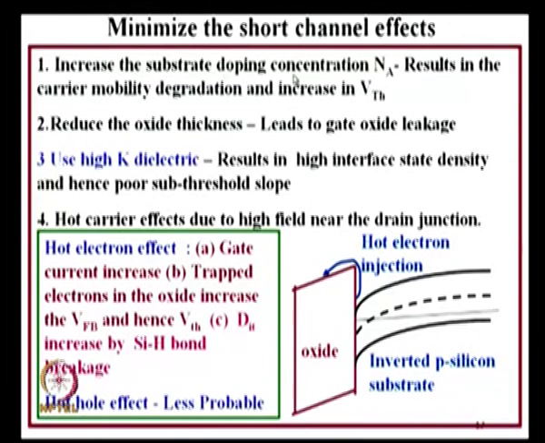You need to increase substrate doping concentration to reduce the short channel effects. That results in carrier mobility degradation and an increase in threshold voltage. To overcome this effect, you have to reduce the oxide thickness. But this of course leads to gate leakage current when you go to the nanometer level. To overcome that, we have discussed already that high K dielectric is used. But when you use high K dielectric, you know that there are a lot of interface state density effects. So, you encounter those effects.